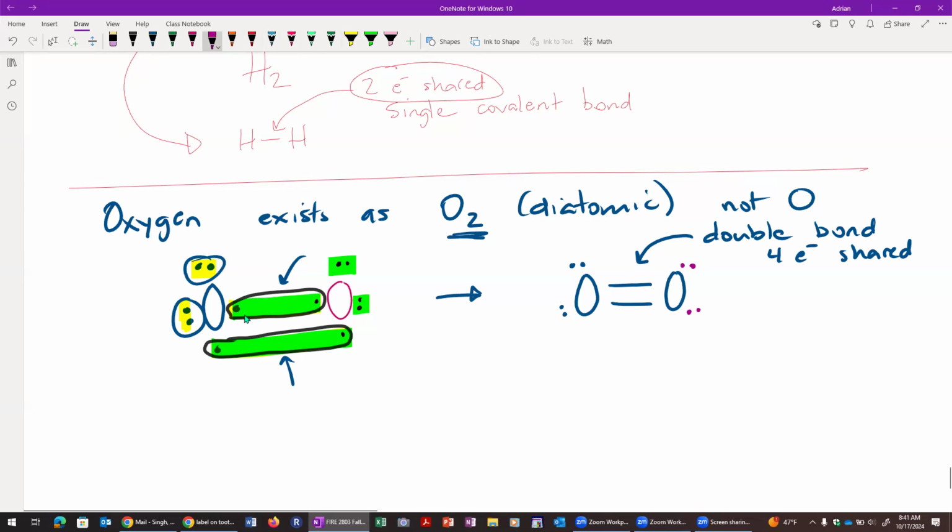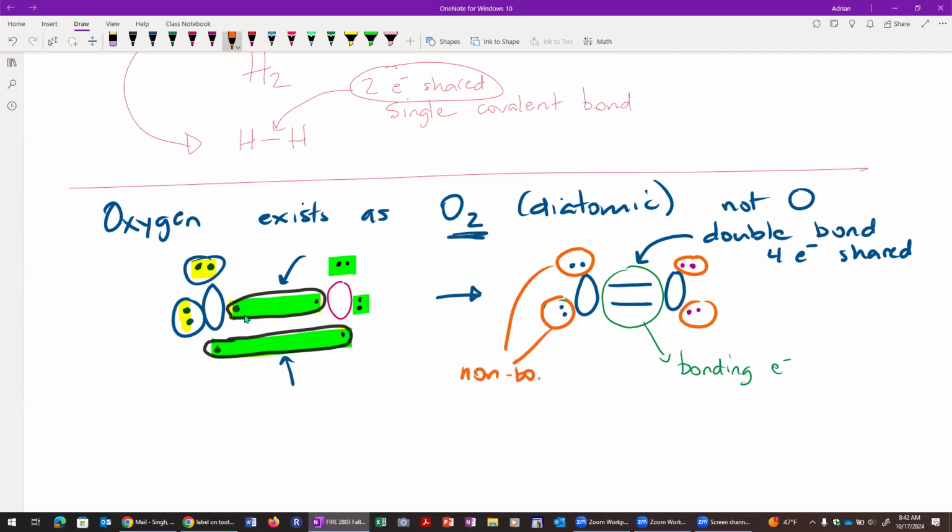Now, the way that we sort of differentiate between these electrons here, these are the bonding electrons, right? Those are actually stick the oxygens together. The ones that are not involved in bonding, that are usually off by themselves, we'll highlight these in orange. Okay, these are non-bonding electrons, they're not involved in bonding. And sometimes we refer to these as lone pairs of electrons.